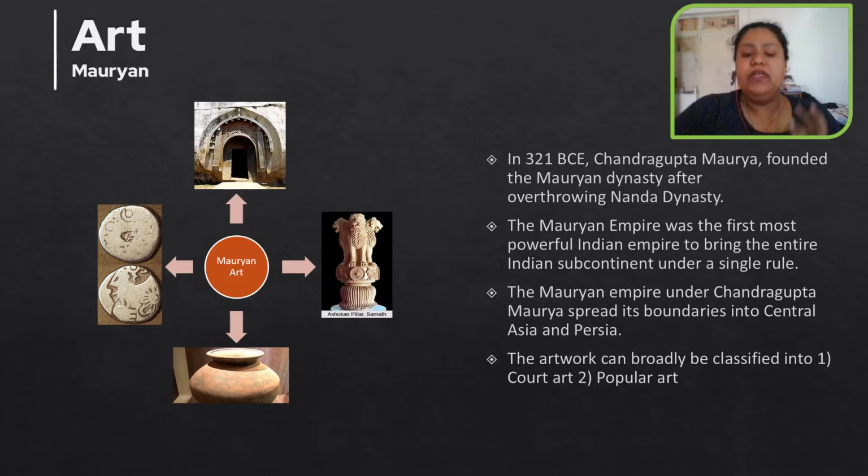Now, the court art was directly patronized by the dynasty itself, like the pillars and the rock-cut caves. The popular art was not directly patronized by the Mauryan dynasty, but it was supported indirectly through the local arts which were already prevailing, such as the making of terracotta images, potteries, and other sculptures, etc.